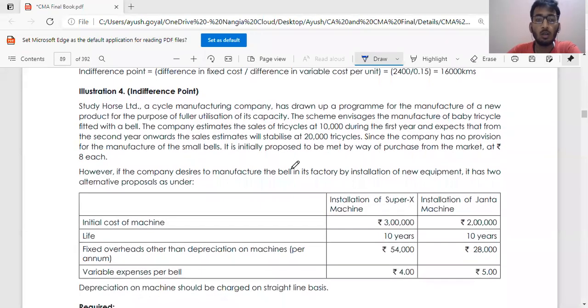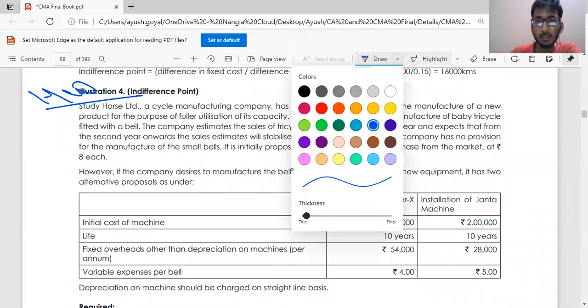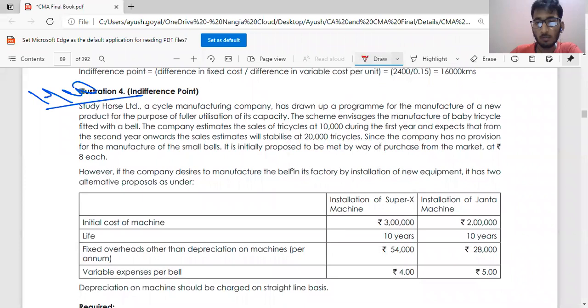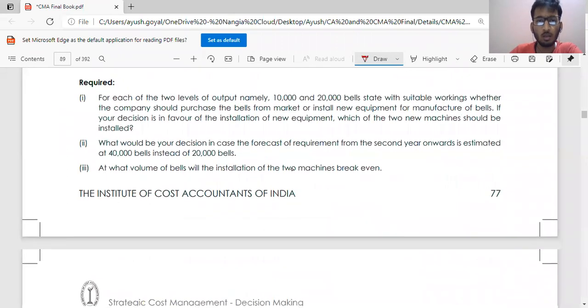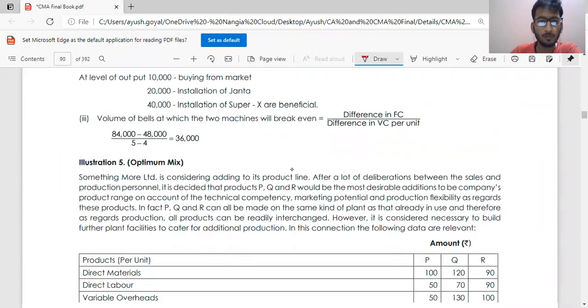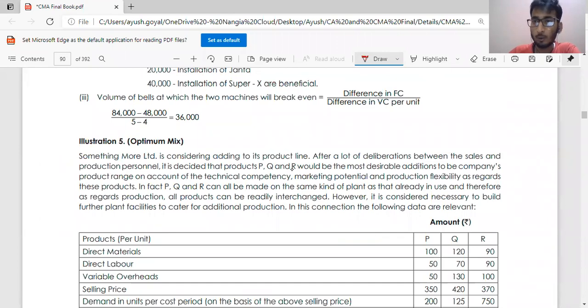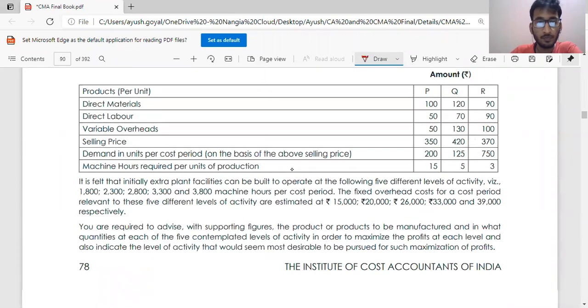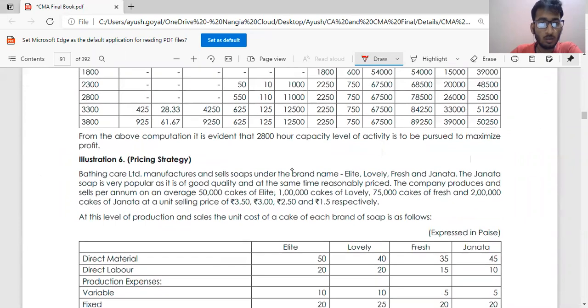So question number 4 is your homework. You can solve it easily because the process would be same and whatever it is asking is same. Question number 5 is related to decision making. Question number 6 is pricing strategy, which is a very easy question.